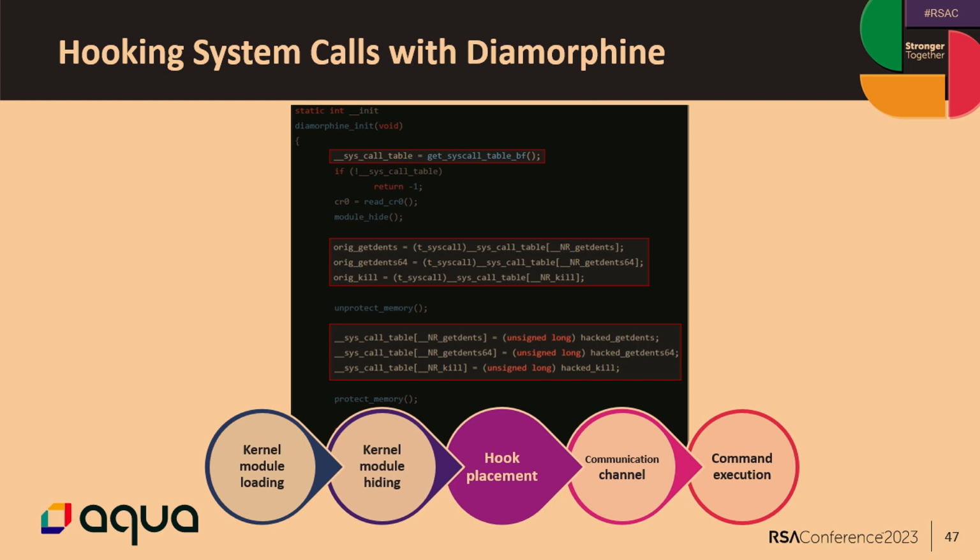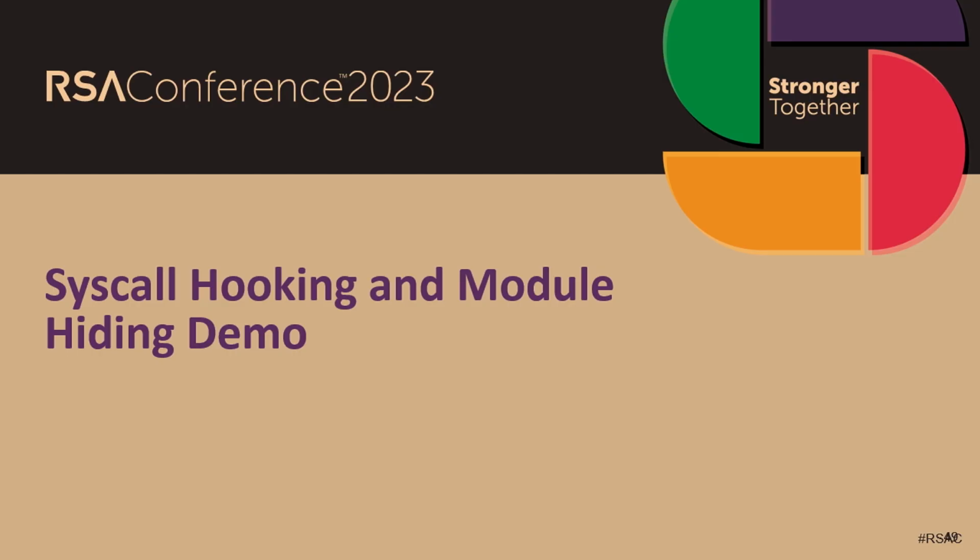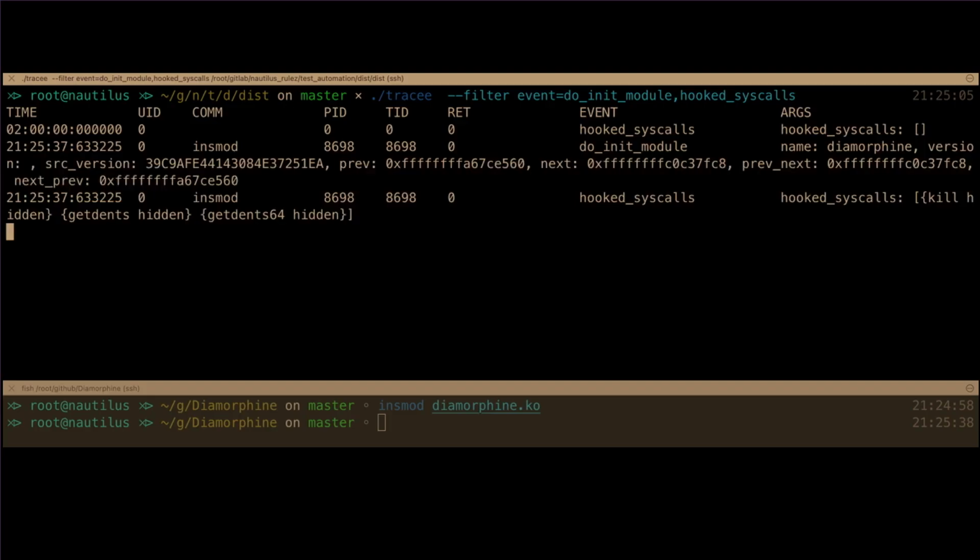This is how it looks in the Diamorphine implementation. We can see it gets the pointers of the original syscalls, hooking getdents, getdents64, and kill. It saves them for later because it will need to call the original ones to get the real data, and then it replaces them with its own modified version. And this is how it's going to intercept and hide the artifacts coming for files and processes.